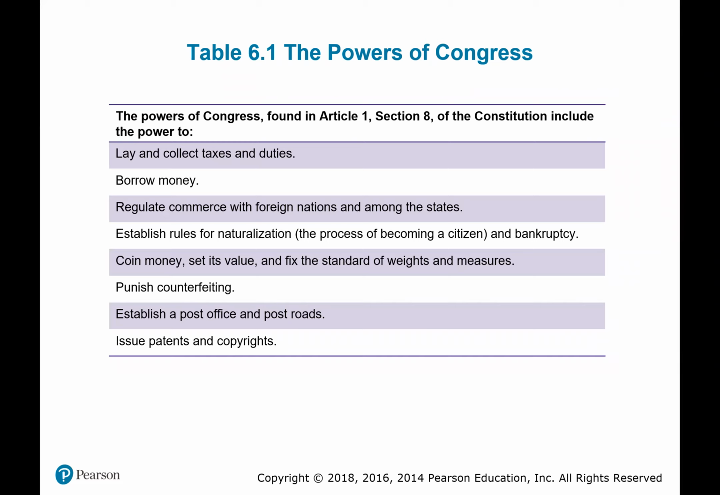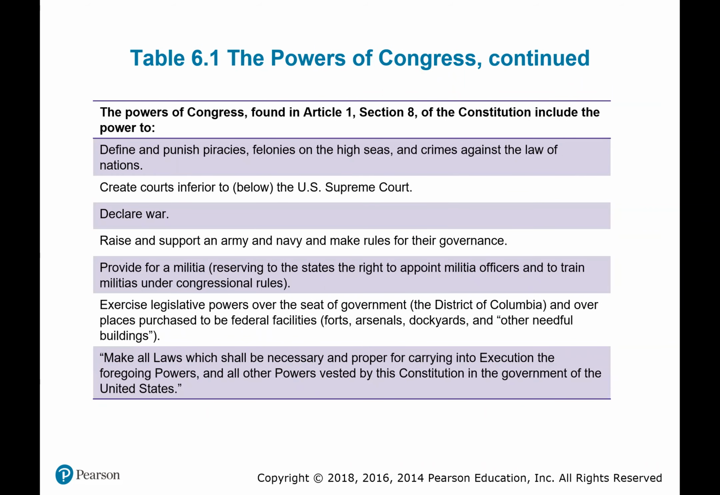Congress established a post office and post roads. They issue patents and copyrights. They define and punish piracies, felonies on the high seas, and crimes against the law of nations. They create the federal courts, so courts that are below the US Supreme Court. They declare war, raise and support an army and navy, and make rules for their governance. Of course, army and navy also includes other branches of the military that we have now, the Marines, Space Force, etc. They provide for a militia and also reserve the right for the states to appoint militia officers and to train militias under congressional rules.